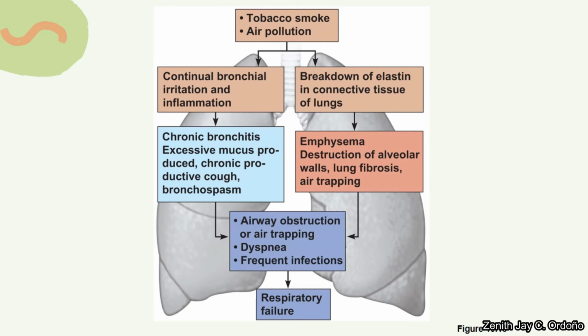As you can see right now, this is a picture of a damaged lung because of tobacco smoke and air pollution. So it may lead you to chronic bronchitis and emphysema, and the airway obstruction will be dropped.